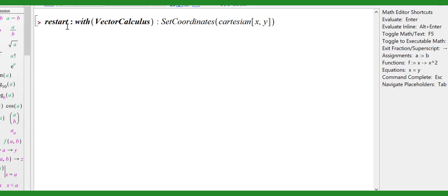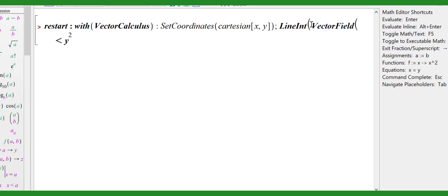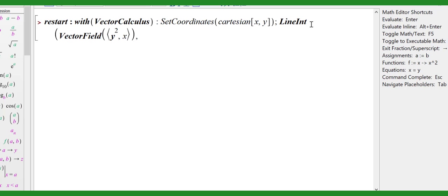And here for the line int, I use the capital for line, and again for int. Before, when we were using it for the scalar function, it was small, and here it was with students. For the line int of the vector field, I use vector F capital, and the vector field actually was y squared and x, y power 2 and x, and here we have to define the path or the line.